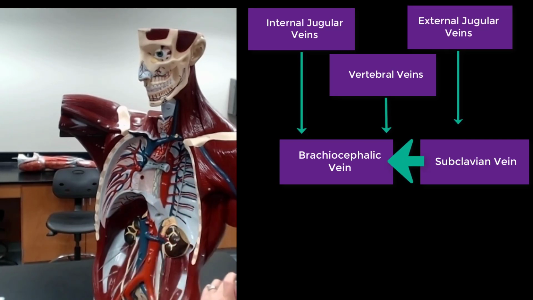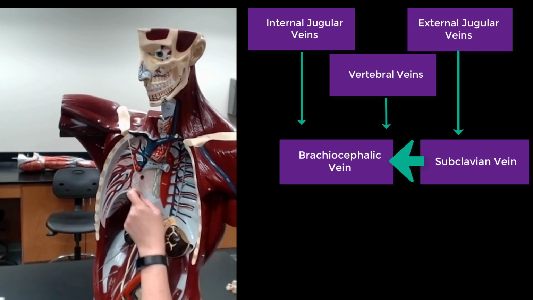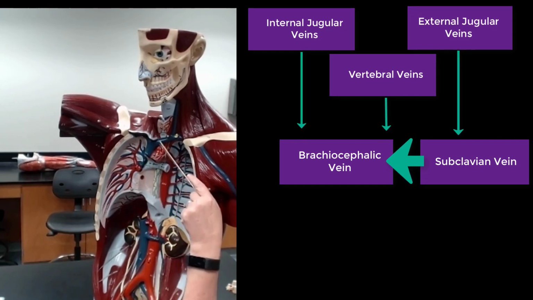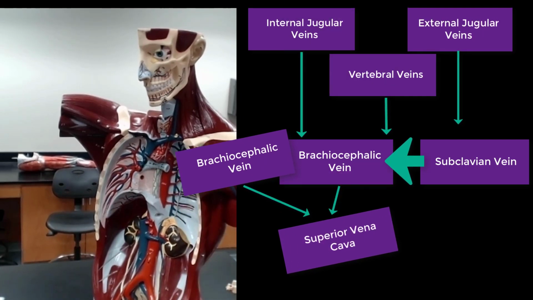Okay. So the brachiocephalic veins, of course, from both sides are going to both drain into the superior vena cava, which goes into the right atrium of the heart.